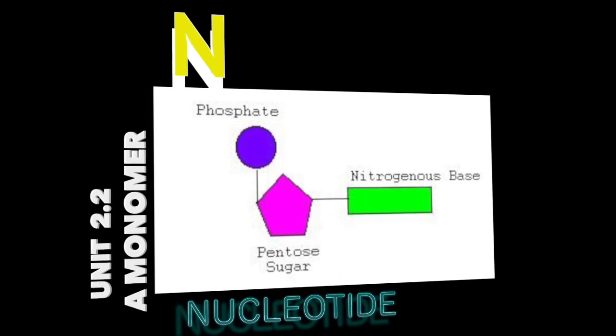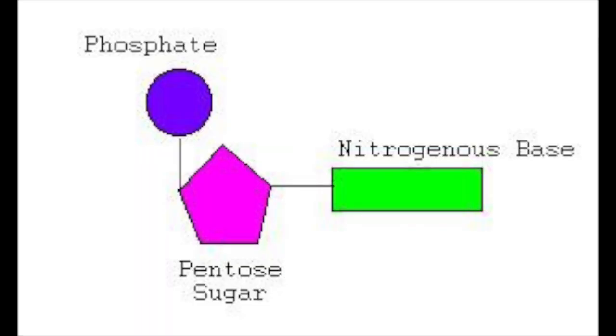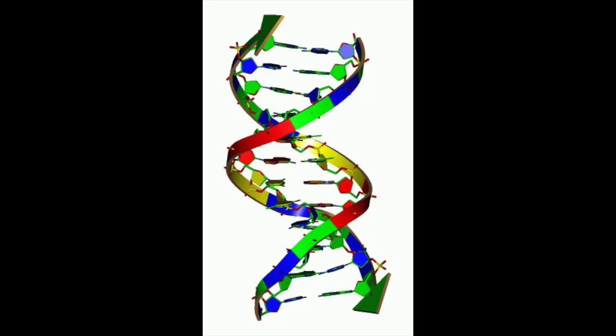An example of a monomer would be a nucleotide. Nucleotides are found in the DNA of a cell, as nucleotides make up DNA. Nucleotides are monomers because they are the basic building blocks that help to create larger polymers, such as nucleic acids.